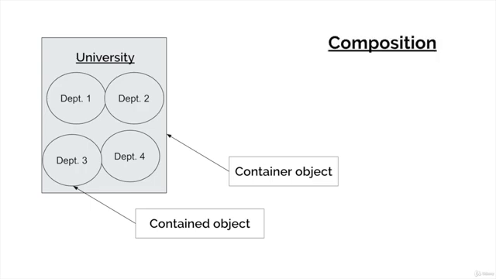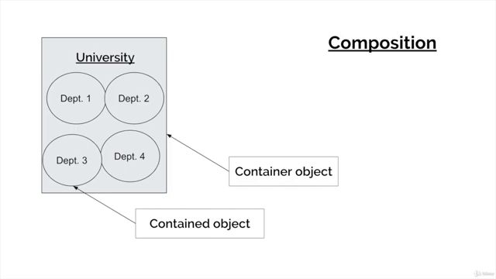So to define composition: when a contained object cannot exist without the existence of the container object, that particular relationship or association is known as composition.